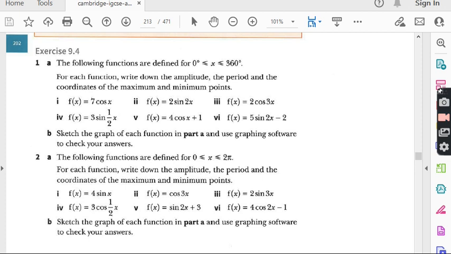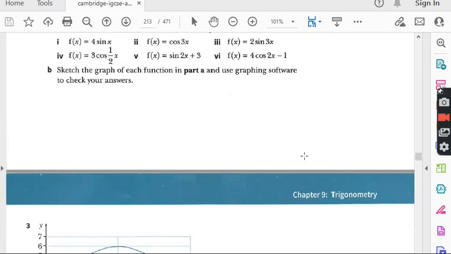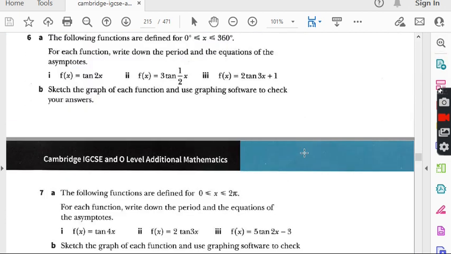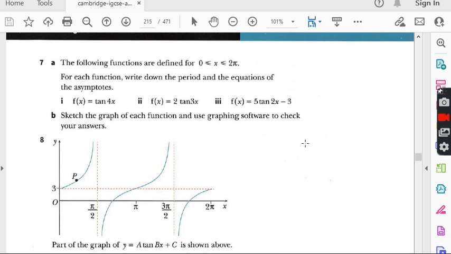Students, in the last lecture we did question number 7 part 1 from exercise 9.4, chapter 9, trigonometry. The topic of exercise 9.4 is graph of trigonometric function. Question number 7 is related to the graph of the tangent function when the domain is given in radians. After part 1 we are going to start part 2 of question number 7, that is the graph of 2 tan 3x.